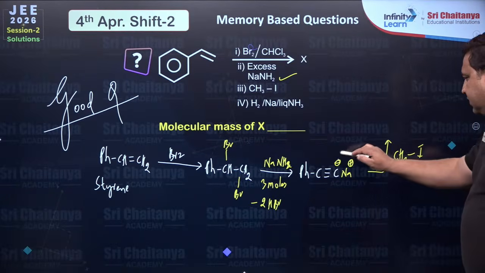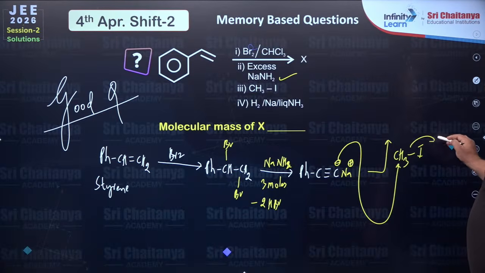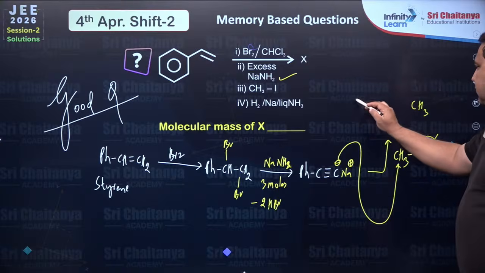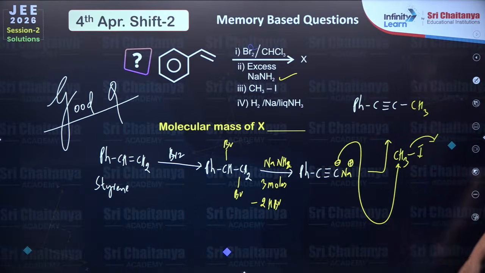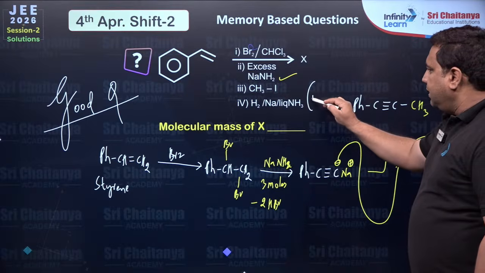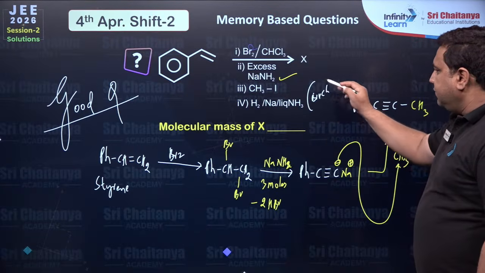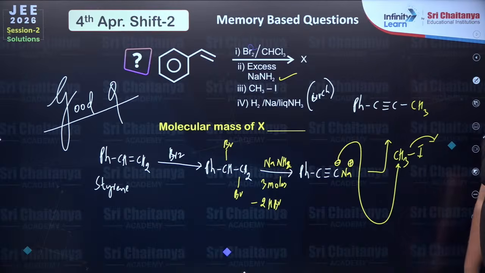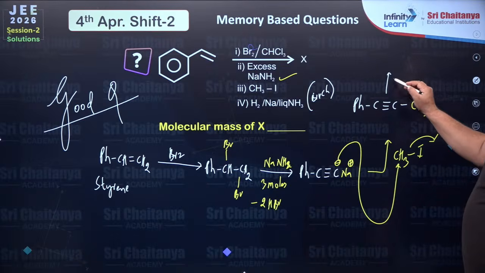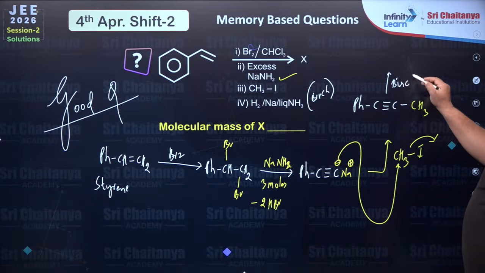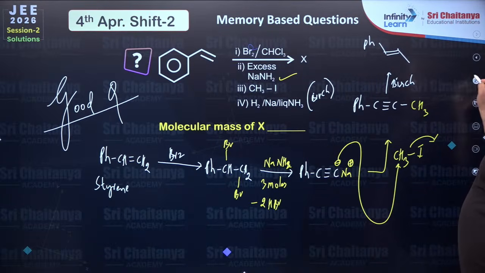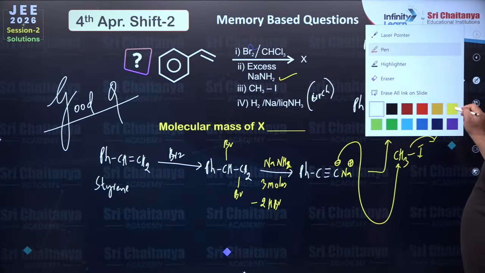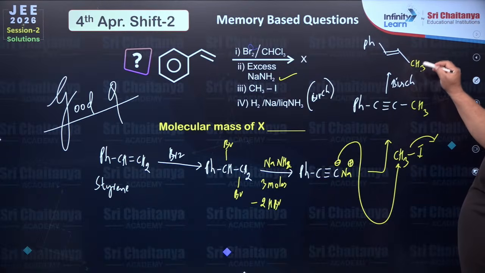So with methyl iodide, the negative carbon will attack here and iodine is lost. So you are going to get Ph-C≡C-CH3. Then this is the Birch reaction, if anybody remembers, Birch reduction, which we have done several times in the classroom. In Birch reduction, which products are obtained? We will get trans products, trans alkenes.